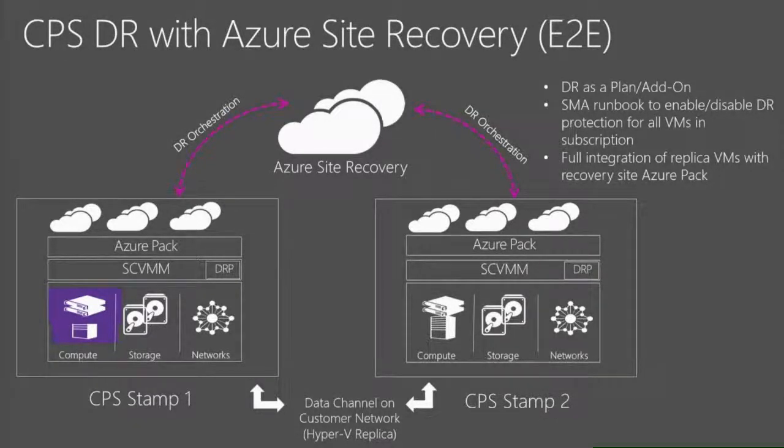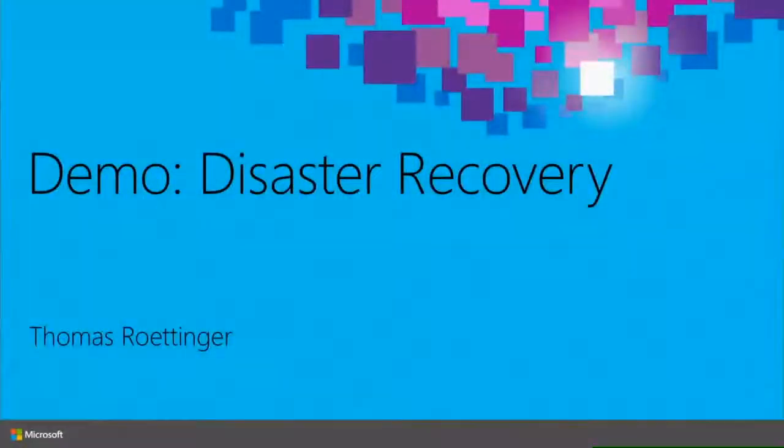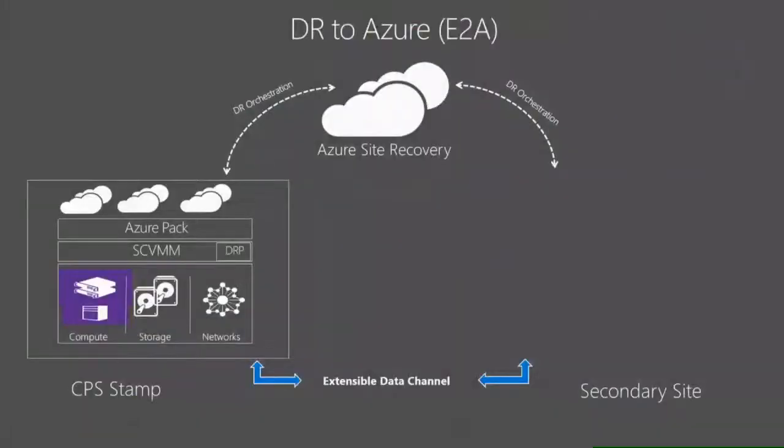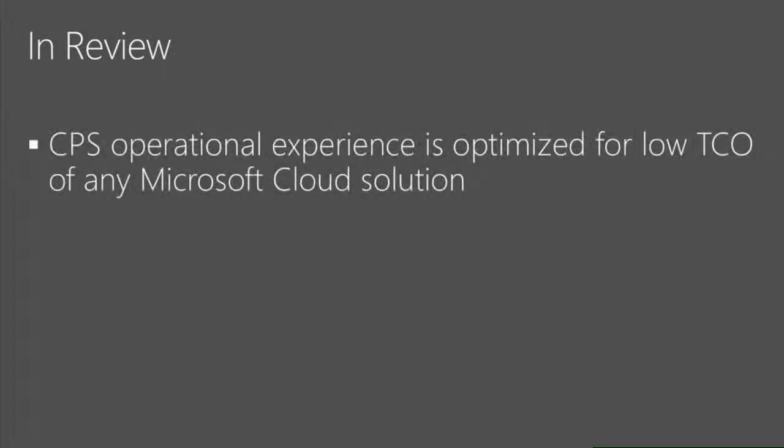This is the E2E scenario, two CPS stamps. Replication goes between the two stamps on your network. Orchestration lives in Azure. So you can fail over complex services and build dependencies between services. I'm going to skip the demo for time purposes and show you last the DR to Azure, which enables a scenario that is already available today outside of CPS, and it will be coming with CPS Update 2. That you can replicate to Azure. And with that, I hand it back to Daniel.